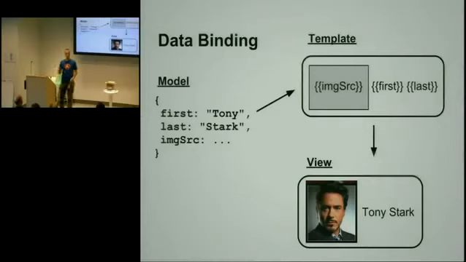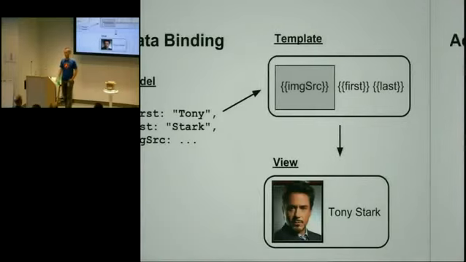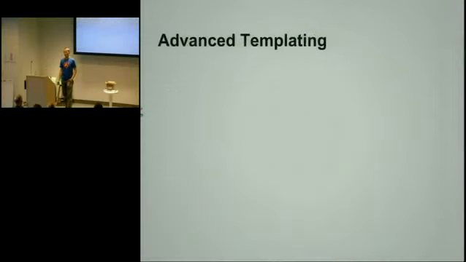With data binding, you just specify, this is my template, declaratively specify how it binds to the model, and then you just work with the model and you mutate the model. And as the model changes, the templating engine will figure out what needs to be done to update the view to reflect all the changes.